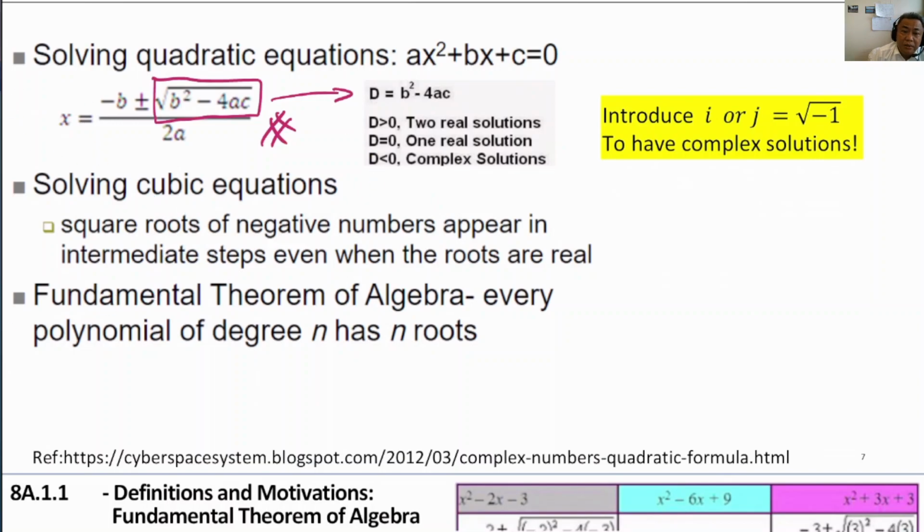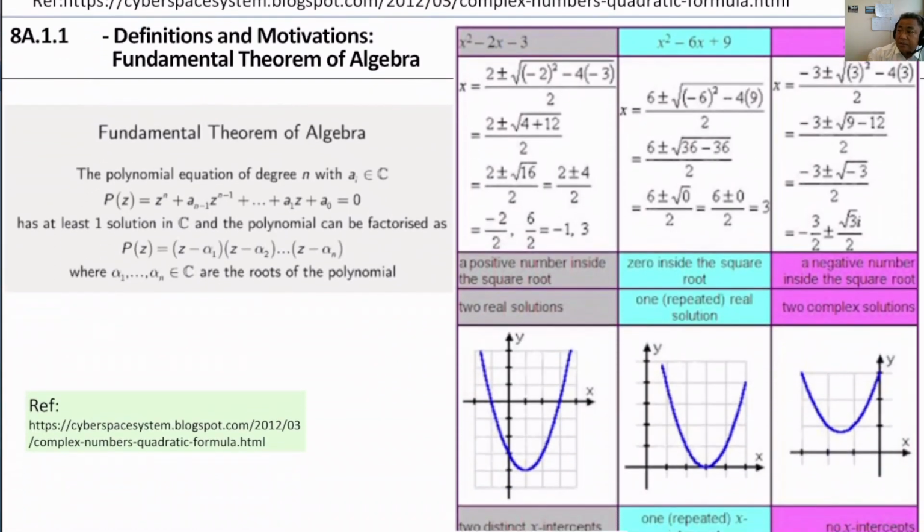The fundamental theorem of algebra tells us that when we have a quadratic equation, we will have two solutions. If we have a polynomial of degree n, we'll have n roots. That means n values of x that will solve this equation. So let's study the general quadratic equations.